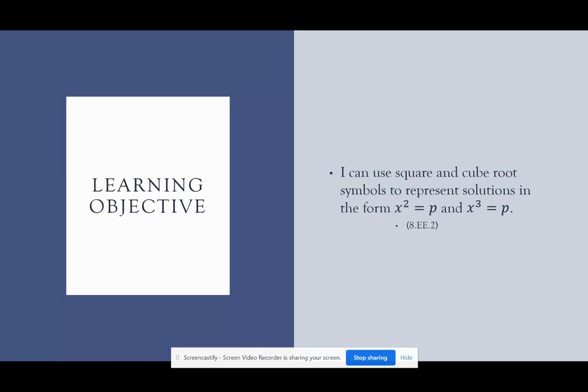Here we go. Our learning objective today is that we're going to use square and cube root symbols to represent solutions in the form either x squared equals p or x cubed equals p. So basically we're just going to be giving you some equations that are square roots or cube roots, and you just use your calculator to solve them. And that is 8EE2, which we've been on.